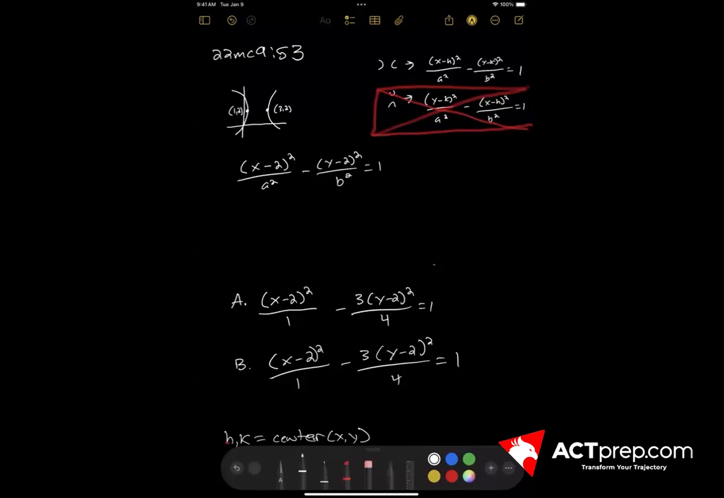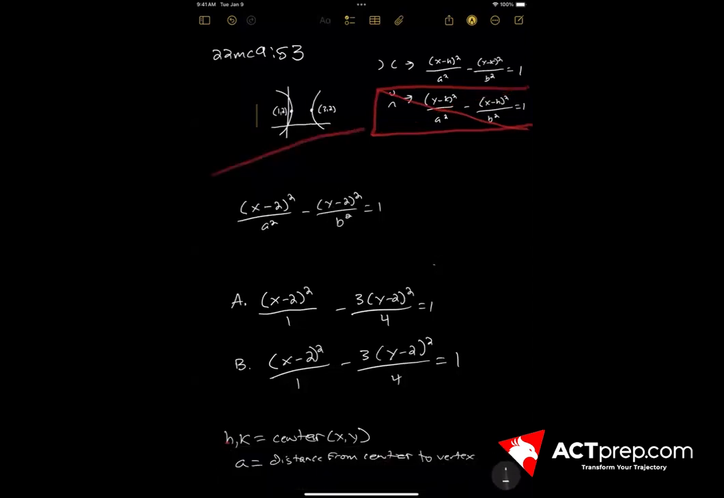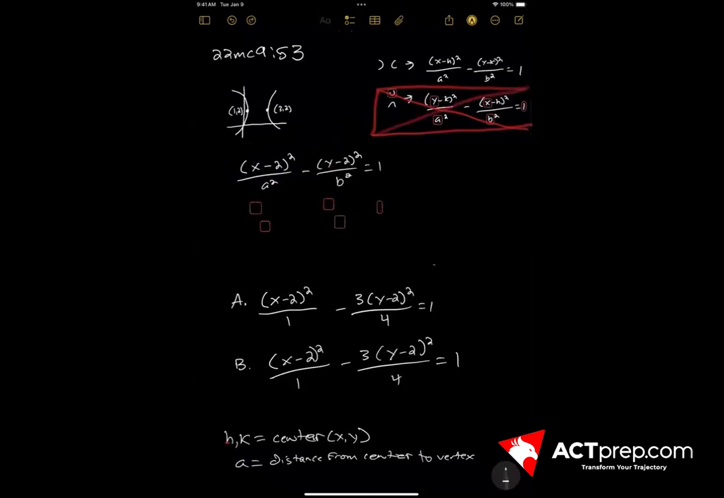So what we're going to do is write down the equation of this hyperbola for the easy parts. The easy parts: we know that the center, which is just the point between the two vertices, is going to be (2, 2). And so we can just plug in our h and our k into our equation here. So it's going to be (x minus 2) squared over a squared minus (y minus 2) squared over b squared is equal to 1.